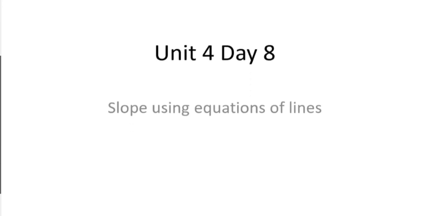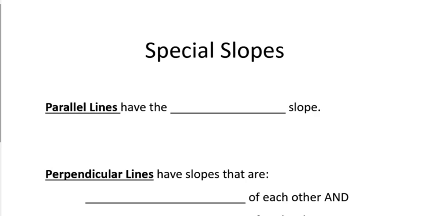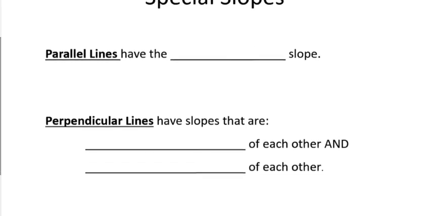Unit 4, day 8, slopes using equations of lines. So we've talked about this before. Parallel lines have the same slope. In the warm-up, we had negative 5/11 and 5 over negative 11. Same thing.